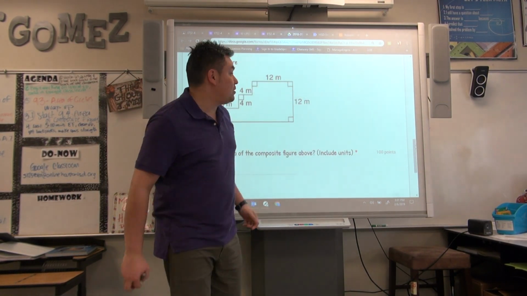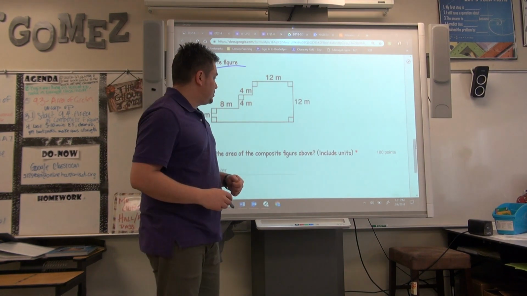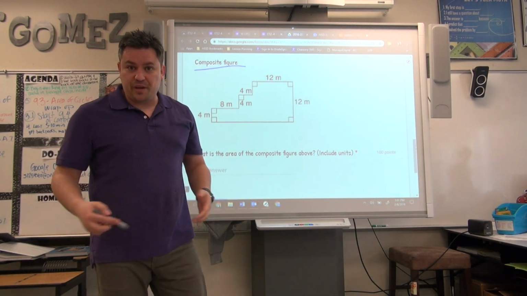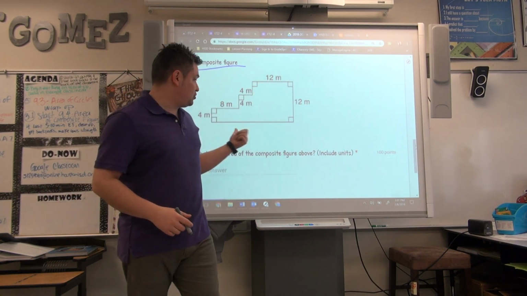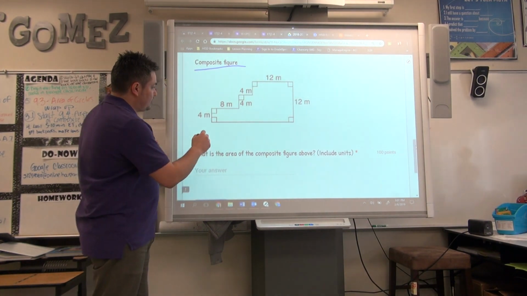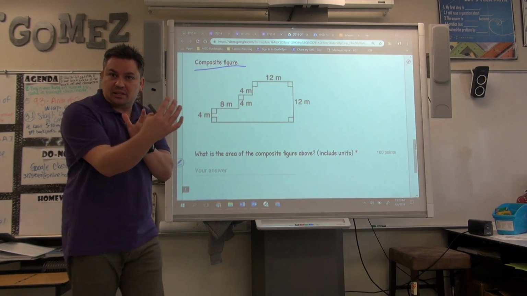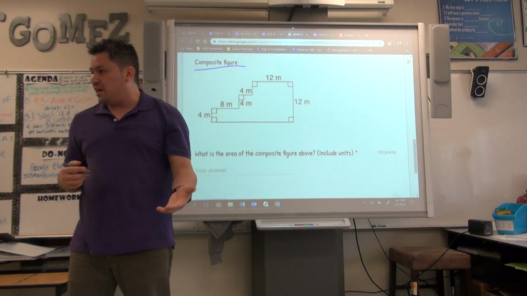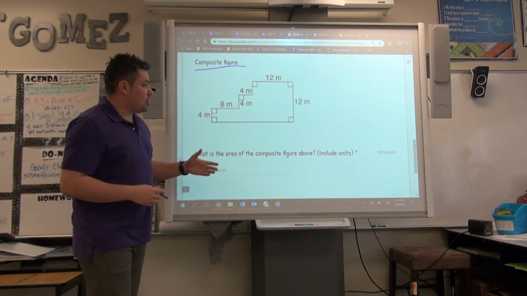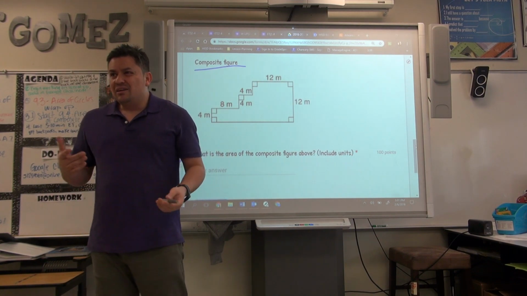Today we're going to talk about composite figures. Yes, but what about composite figures? We're going to find the area for these weird shapes right here. So, we have this weird shape that looks kind of like steps, like the side view of a staircase, something like that. So, we need to find the area.